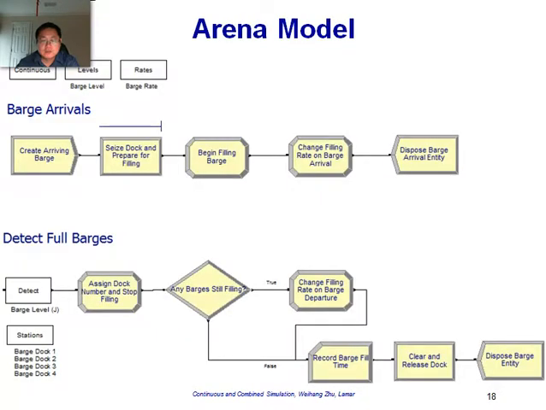The model has 3 portions. The first portion has continuous levels and rates elements. Apparently, this is to model the continuous filling process. The second portion is barge arrivals. We know barges come with a schedule. The third portion is to detect whether barges are full and should leave.